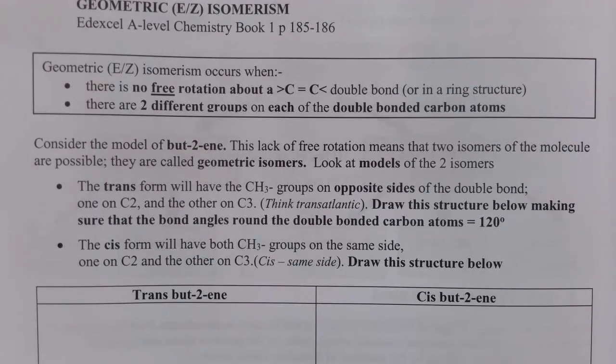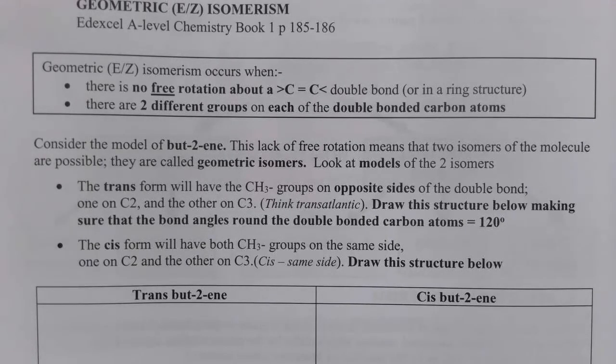There is no free rotation, or there is restricted rotation around the carbon-carbon double bond because of the way the pi bond is arranged. So as long as you've got that carbon-carbon double bond, you have the potential to have geometric isomerism. But it's not enough just to have a carbon-carbon double bond. You have to have different groups on each of the double bonded carbon atoms. So on each of the carbons of the double bond, you have to have 2 different groups.